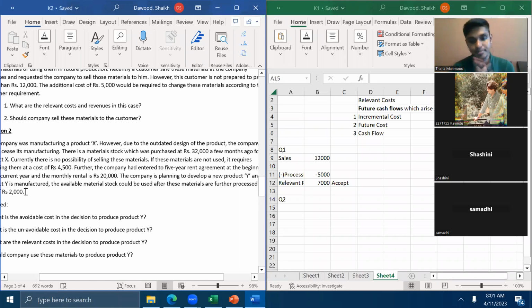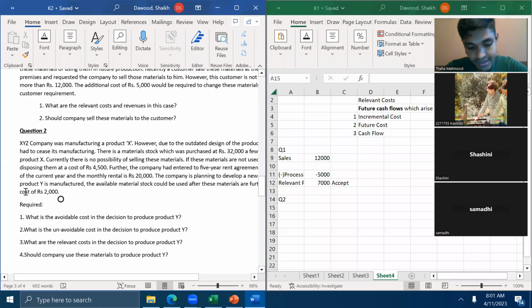So the company has two options. They can either, we are trying to make a decision here. Put yourself into the shoes of the manager who is about to make the decision and try to think.